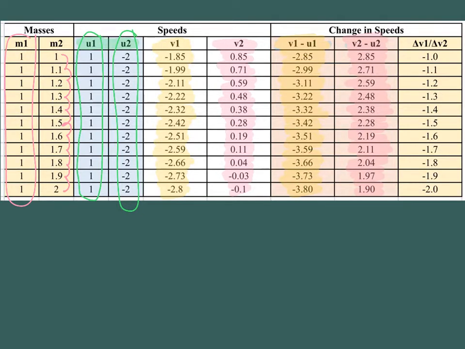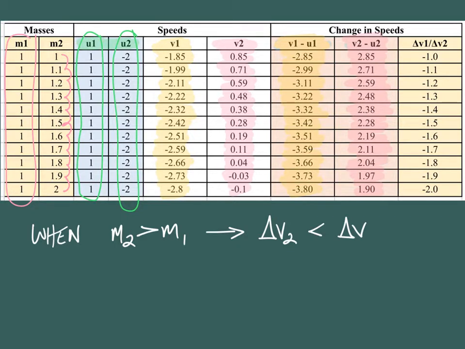So I guess when mass 2 is greater than mass 1, that's a funny looking N. When mass 2 is greater than mass 1, what do I notice? I notice that the change in velocity for object 2 is less than the change in velocity for object 1. So what this tells me is I have an inverse variation, or an inverse proportionality.